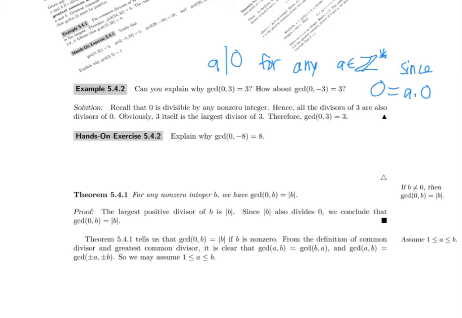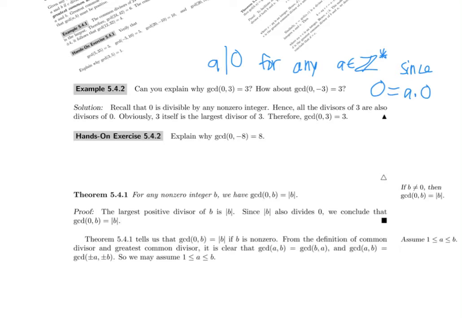Okay, so take a moment to think for yourself of an explanation as to why the greatest common divisor of 0 and -8 has to be 8. So generalizing what we've been talking about is this theorem that for any non-zero integer b, the greatest common divisor of 0 and b is the absolute value of b. Remember a moment ago I said something about absolute value?